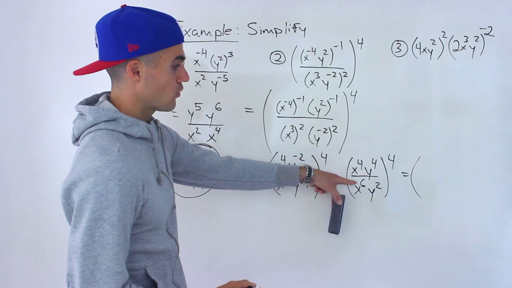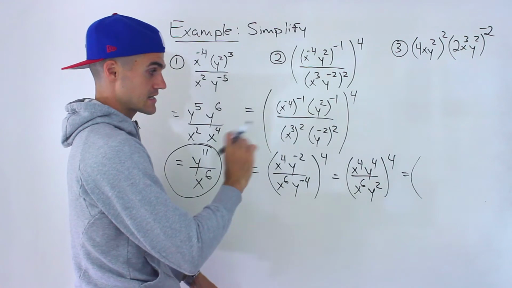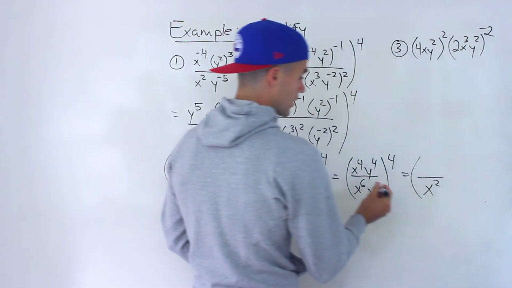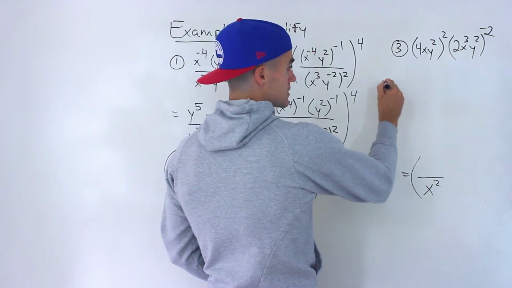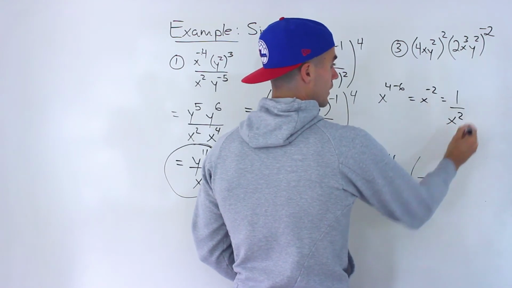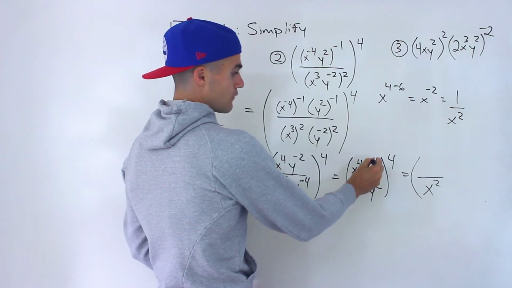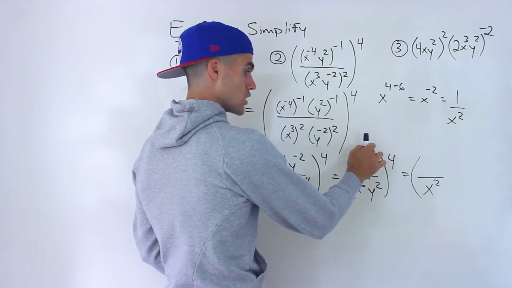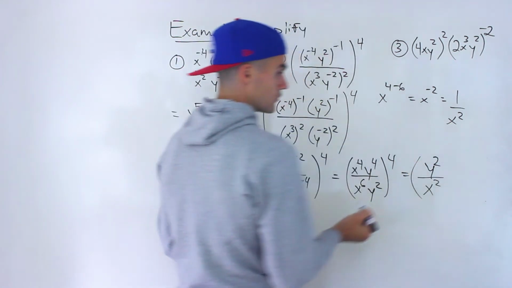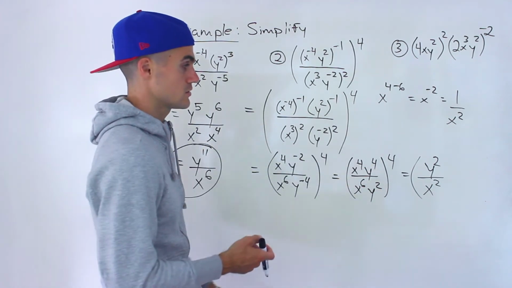So x to the 4 over x to the 6, so there's 4 x's at the top, there's 6 x's at the bottom, meaning that there would be 2 x's left at the bottom. These simplify. Another way is 4 minus 6, which is x to the negative 2, which is 1 over x squared. That x squared is in the denominator. And then over here we have 4 y's at the top and then 2 y's at the bottom, meaning we're left with 2 y's at the top once it simplifies out, or 4 minus 2.